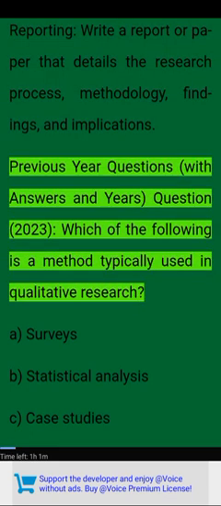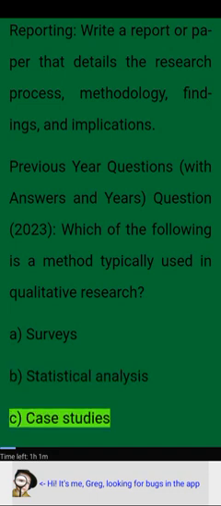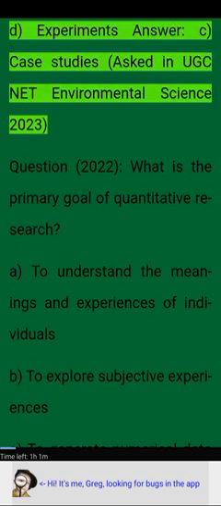Previous year questions with answers in years. Question 2023. Which of the following is a method typically used in qualitative research? A. Surveys. B. Statistical analysis. C. Case studies. D. Experiments. Answer. C. Case studies, asked in UGC NET Environmental Science 2023.